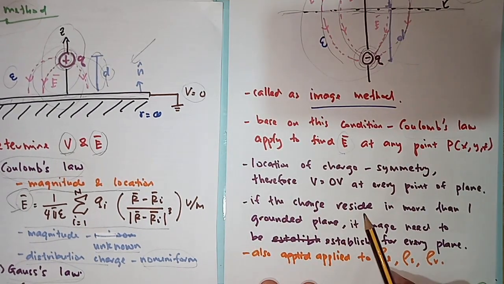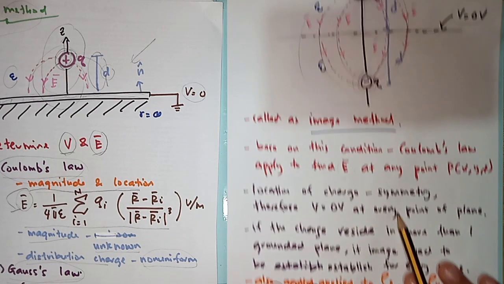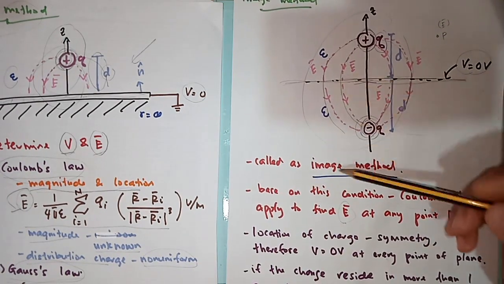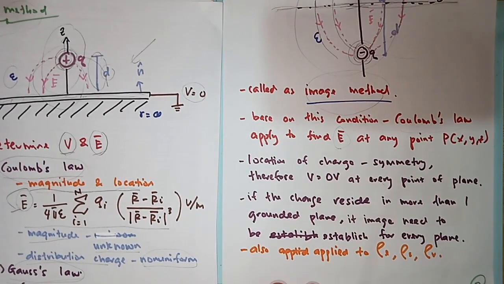And if the charge resides near more than one grounded plane, the image needs to be established for every plane. Basically, this technique, which we call the image method, can also be used to solve problems that involve charge that exists as a density value, for example line charge density, surface charge density, and volume charge density.